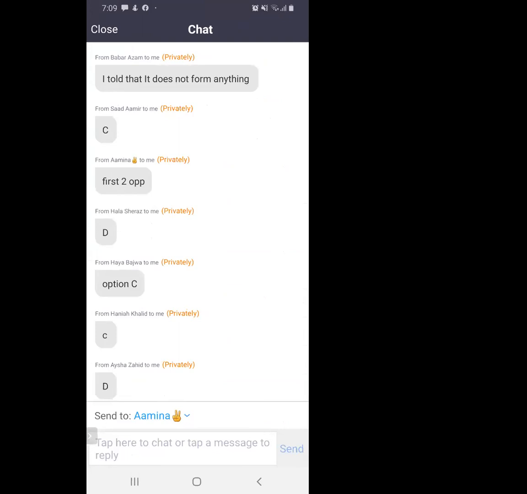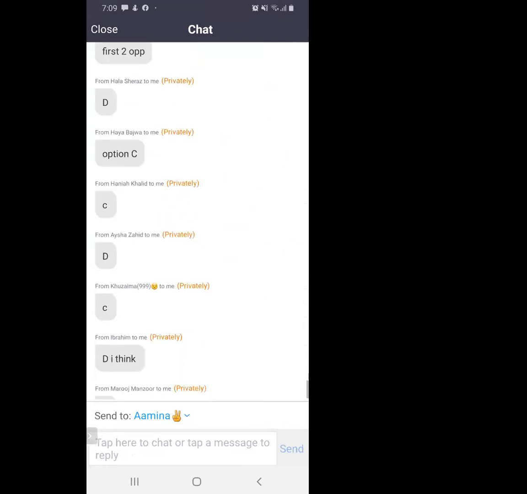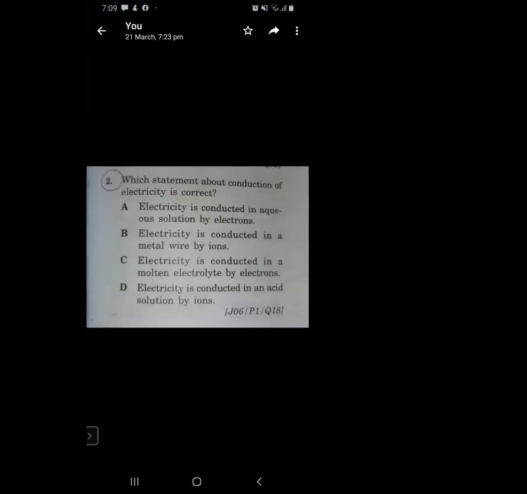Yes, Hala, good job. It is D. The conduction of electricity in an acid solution is by ions. Option A is wrong. Now let's discuss why the rest of the 3 options are wrong.